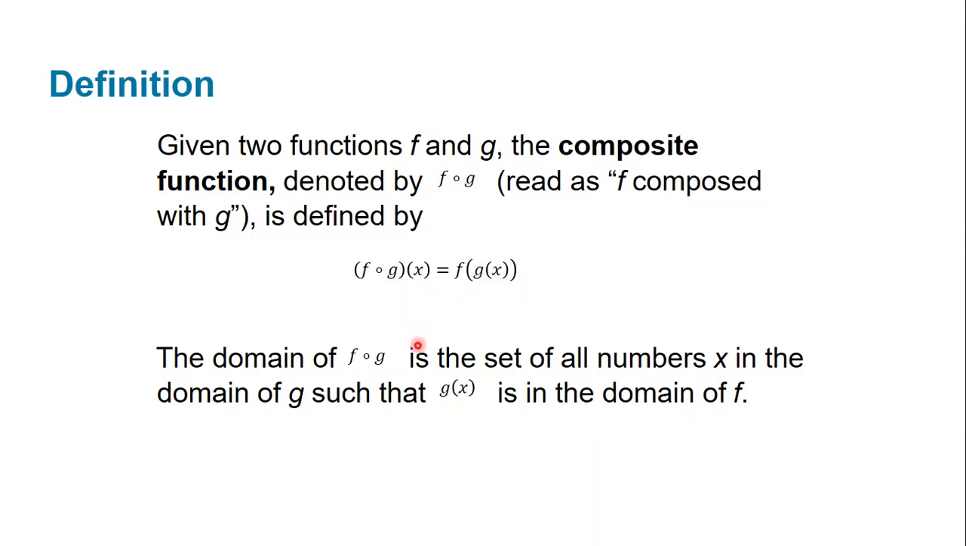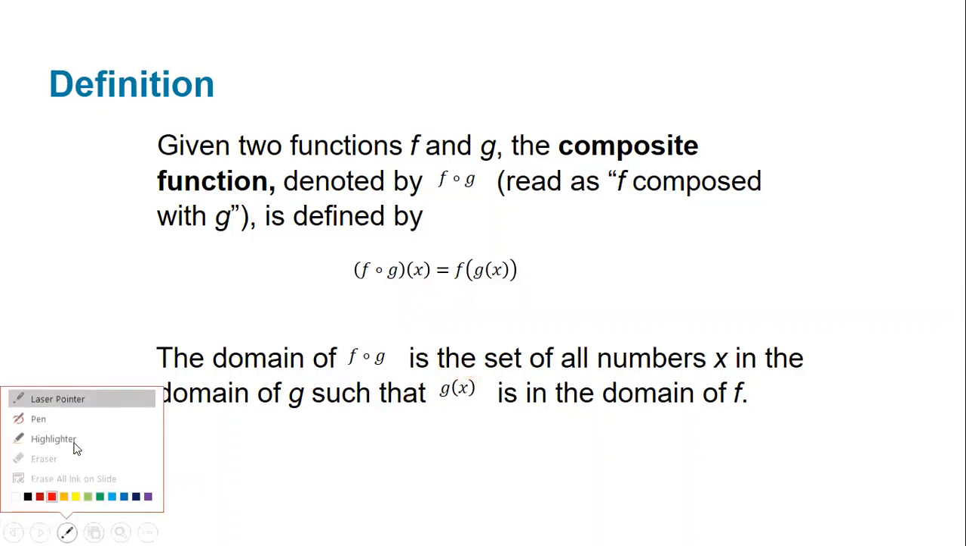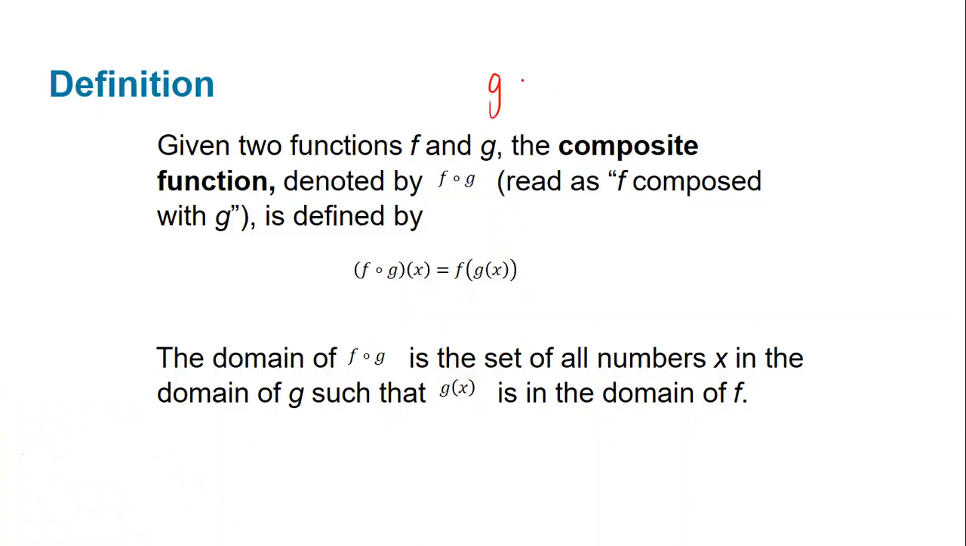Okay. The domain of f composed with g is the set of all real numbers x in the domain of g such that g of x exists. Now, remember, it can also be the other way around. So it may not always be f composed with g. It also can be g composed with f, right? Which means that I'm taking g and substituting in f of x into that function.